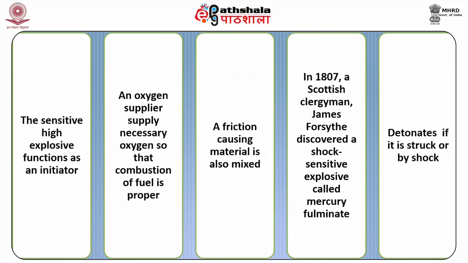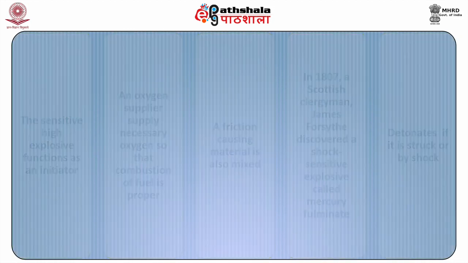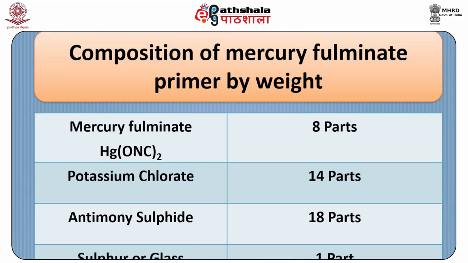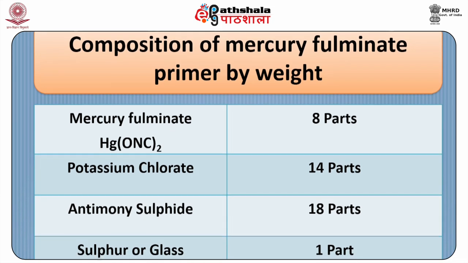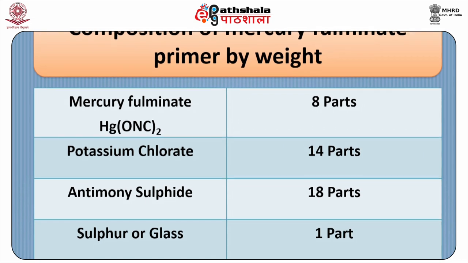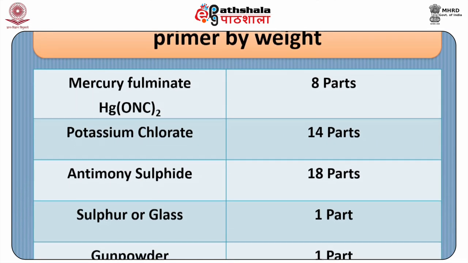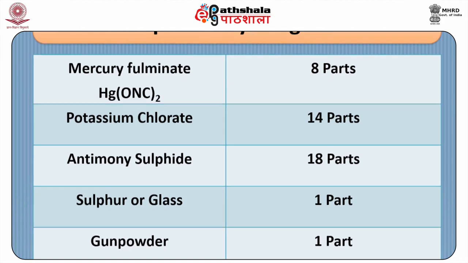The development of the cap combination has been a fascinating and dangerous adventure. It was one of the most important steps in the development of firearms. It gave a final blow to the matchlock, flintlock, and wheel lock mechanisms. It also gave an all-weather cartridge. The composition of mercury fulminate primer by Wright is: mercury fulminate 8 parts, potassium chlorate 14 parts, antimony sulfide 18 parts, sulfur 1 part, and similarly gunpowder 1 part.